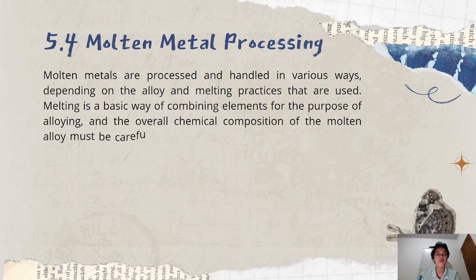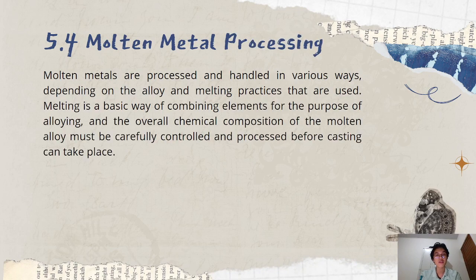In 5.4, the topic is molten metal processing. Molten metals are processed and handled in various ways depending on the alloy and melting processes that are used. Melting is a basic way of combining elements for the purpose of alloying, and the overall chemical composition of the molten alloy must be carefully controlled and processed before casting can take place.